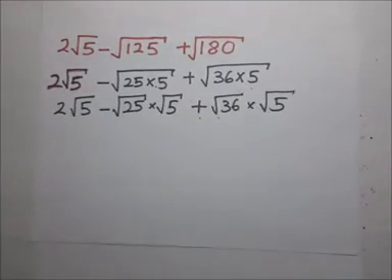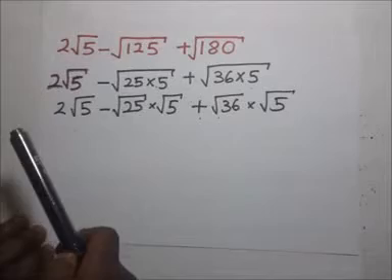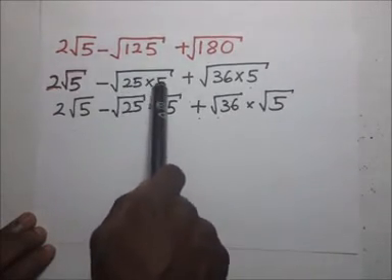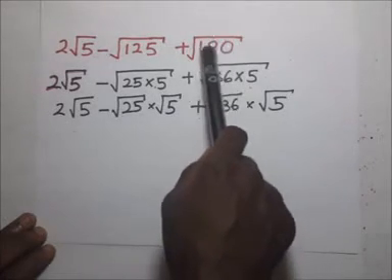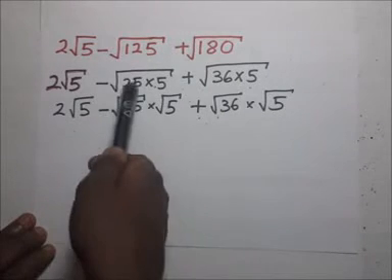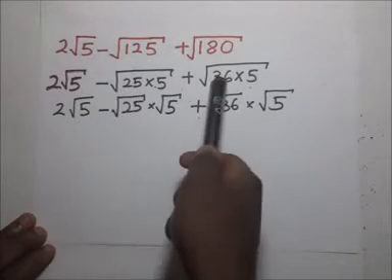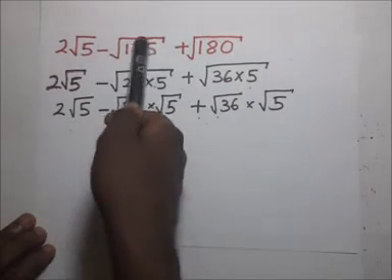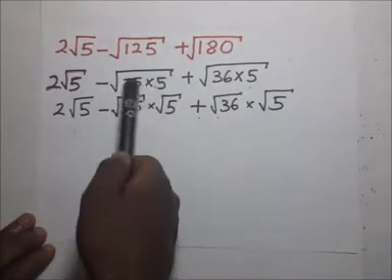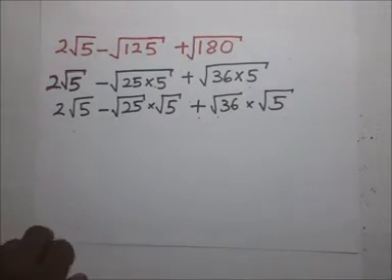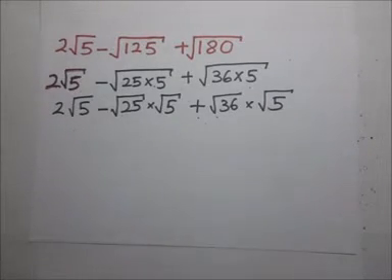Now you notice that the factors we chose to simplify 125 were 25 times 5, and the factors we used to expand 180 are 36 times 5. We chose these because 25 is a perfect square, and 36 is a perfect square. That is why we chose them. So when we are simplifying surds, just like before, we make sure that we choose two numbers of which one should be a perfect square, because from a perfect square you can easily find the square root.